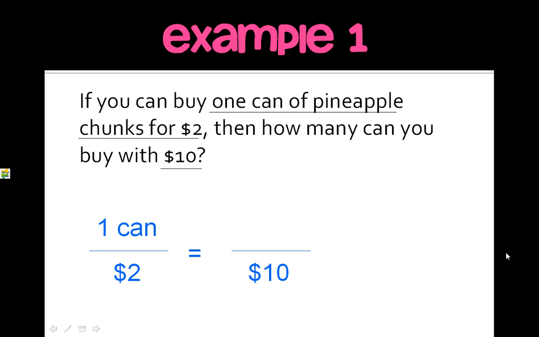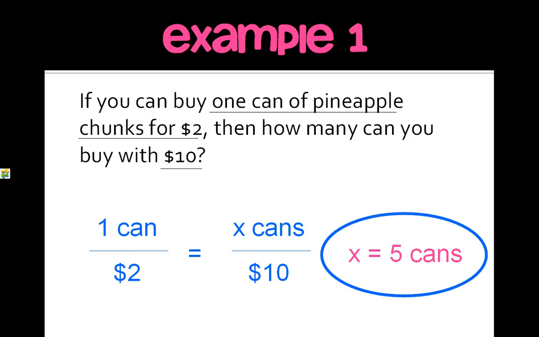Okay? Then we are looking for how many cans are going to cost $10, so we're going to put an X there. Now we are going to learn how to solve proportions, but you can do this one mentally in your head. It's just equivalent fractions. So we know that 2 times 5 will give us 10, so 1 times 5 will give us 5 cans. So if 1 can costs $2, then 5 cans will cost $10.